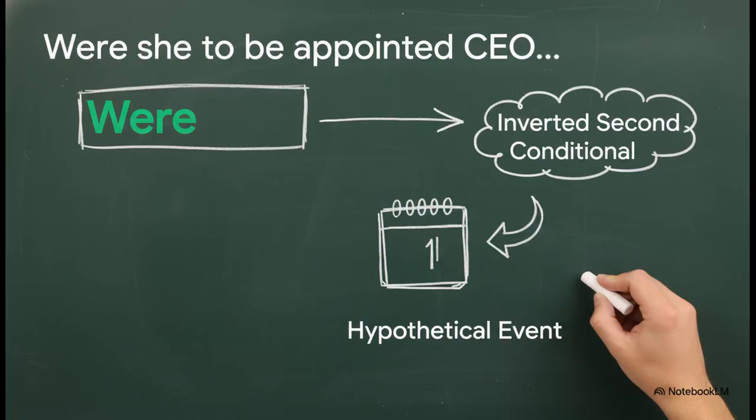And the answer is C, were. This is a textbook inverted second conditional. That structure, were plus subject plus to plus infinitive, is a very formal way to really emphasize that this future event is purely hypothetical and probably not going to happen.